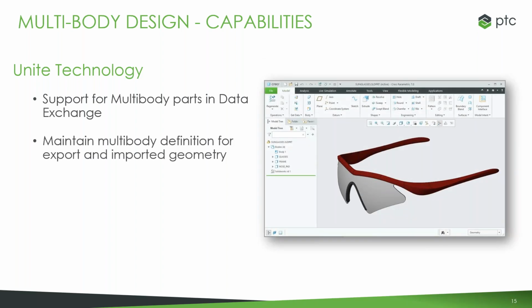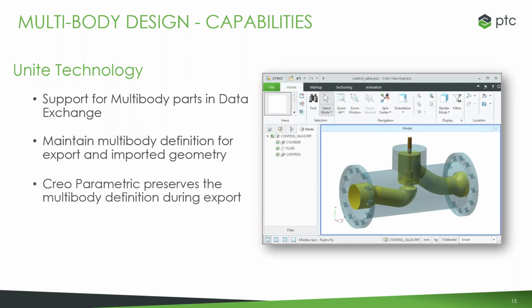So you can maintain that multi-body definition for exported and imported geometry. If you export this to someone, you can keep the bodies with it and keep the body definition, and then tell them, all right, we're looking at body number 2 and there needs to be a change, or this is what we were thinking.